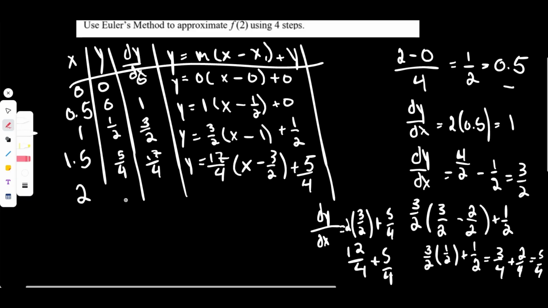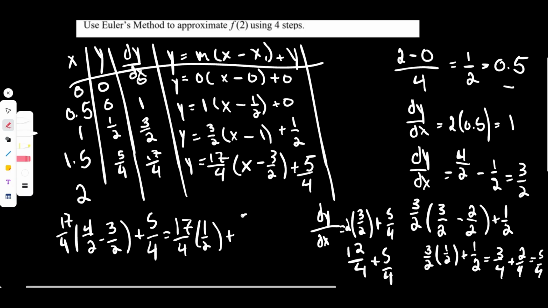And now we have 2. And this is the final thing. Now we're close to approximating f of 2. So now we plug in 2 into this equation. So 17 over 4. Again, since I'm in terms of 2, or because I would subtract 2 within this grouping, I'm going to write this 2 with the denominator 2. So it's going to be 4 over 2 minus 3 over 2 plus 5 over 4. This goes out to be 1 half. So 17 over 4 times 1 half plus 5 over 4.